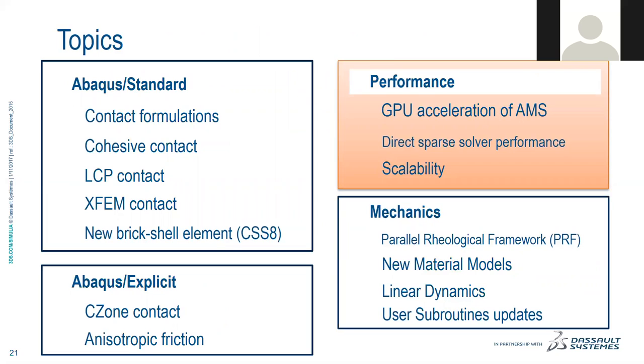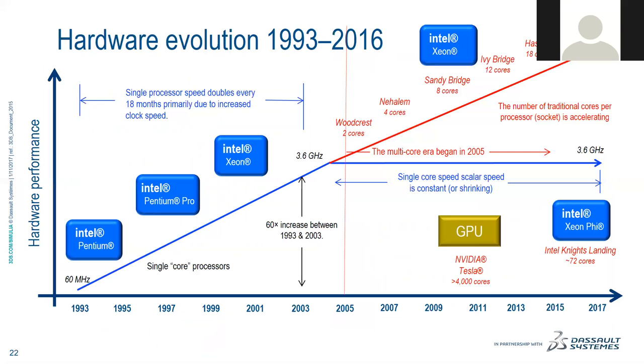Now let me talk about the performance, and how it has evolved throughout the previous releases up to today. Let me start with a quick overview of how hardware has evolved throughout the years. Initially, there was no concept of multiple cores. There were only single CPUs, and usually a new CPU came out every 18 months that was about twice as fast as the previous one.